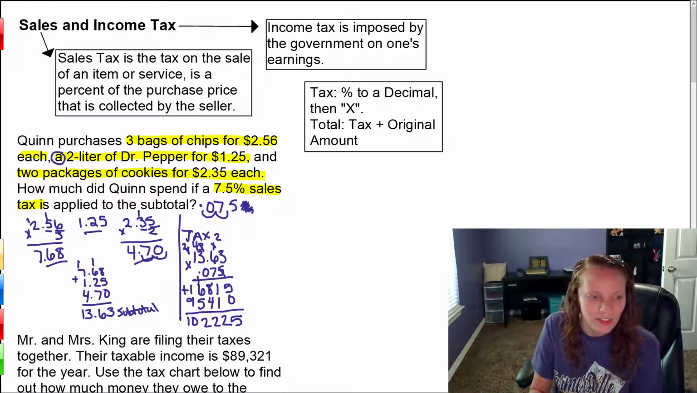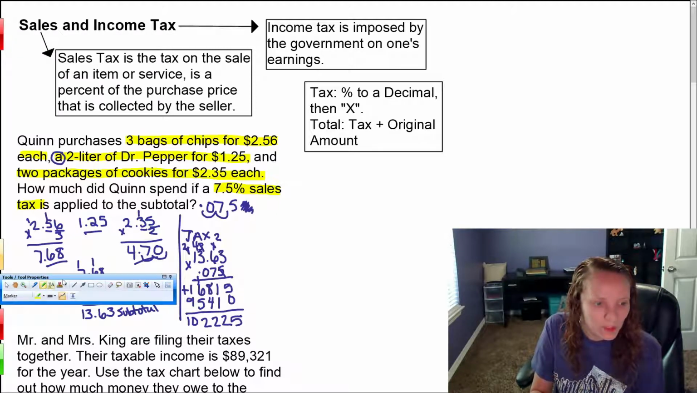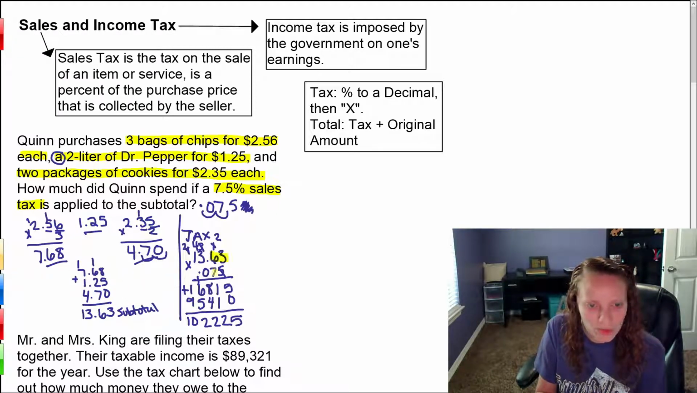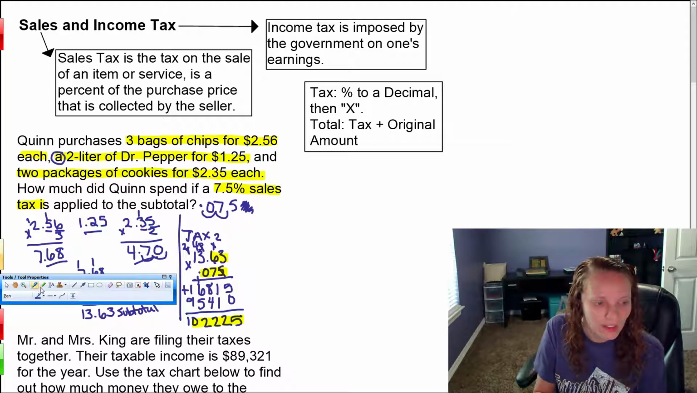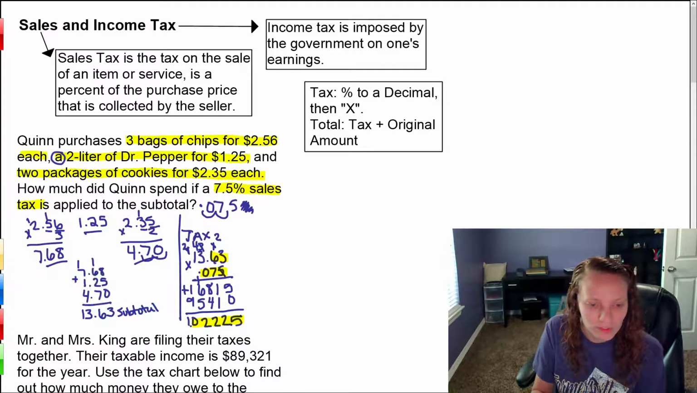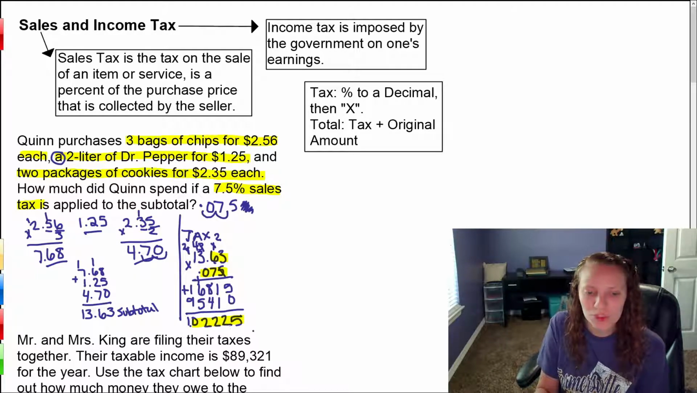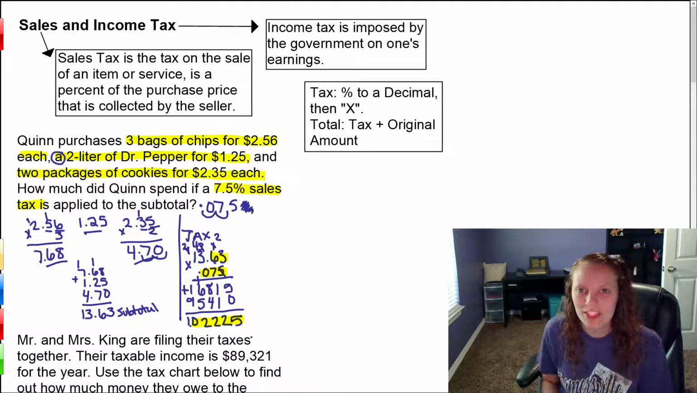Now I'm seeing some numbers after the decimal. I see 2 here and 3 here. So we'll count over 5 total spaces: 1, 2, 3, 4, 5. And add our decimal. So this is 1.02225.